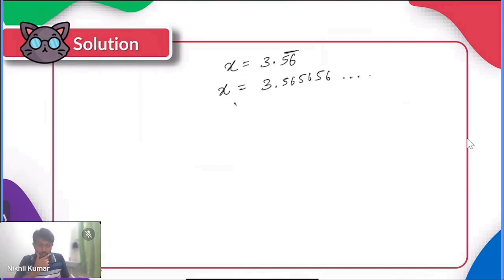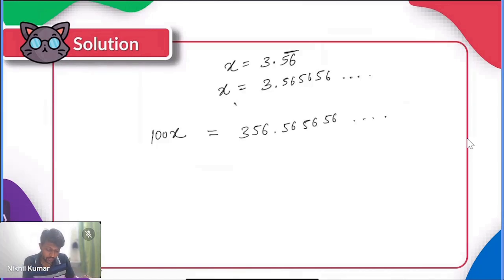Now, what I want to do is cancel out the decimal part. To do that, I come up with a trick. I say, let me multiply 100 on both sides of this equation. So 100x will be 356.565656 dot dot dot. Yes or no? Yes, sir. Okay, so this is 1, this is 2.